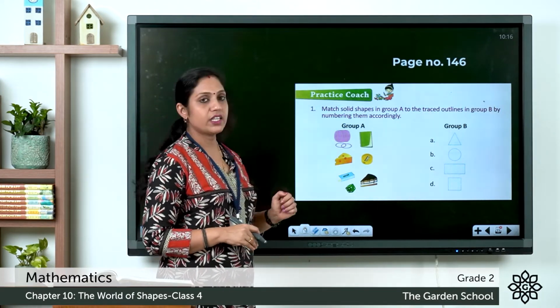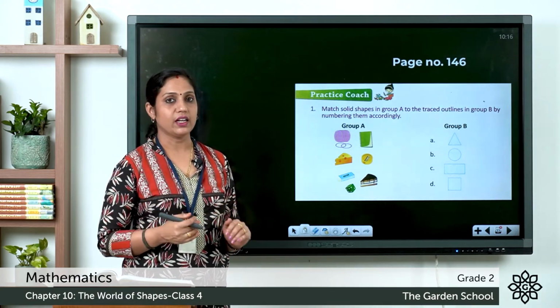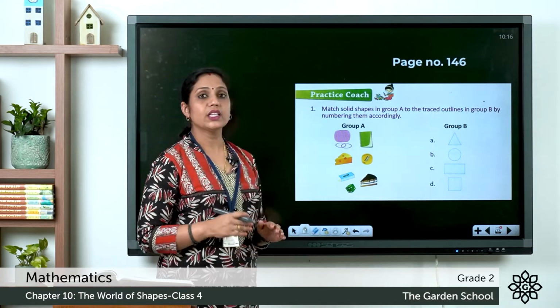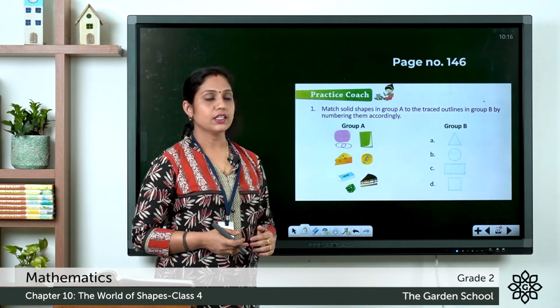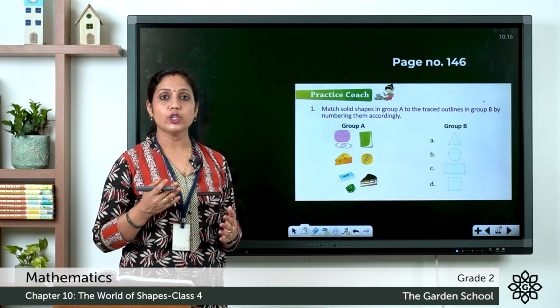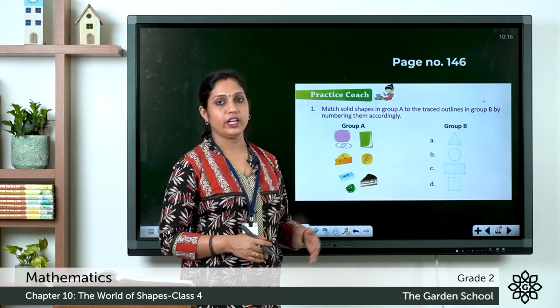Next we have eraser. Eraser is cuboid in shape, and when we trace we get rectangle, so that you can match it to the rectangle. We have sharpener. The base is circle. So you can match the sharpener to circle. And the dice is cube in shape, and when you trace a dice you get a square shape. So you can match it accordingly.